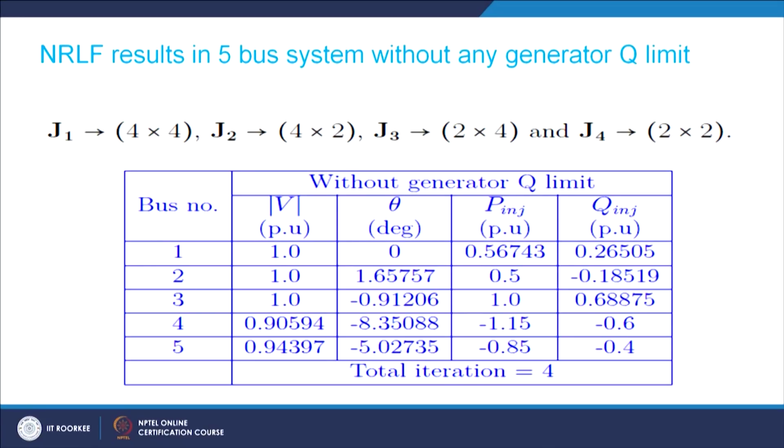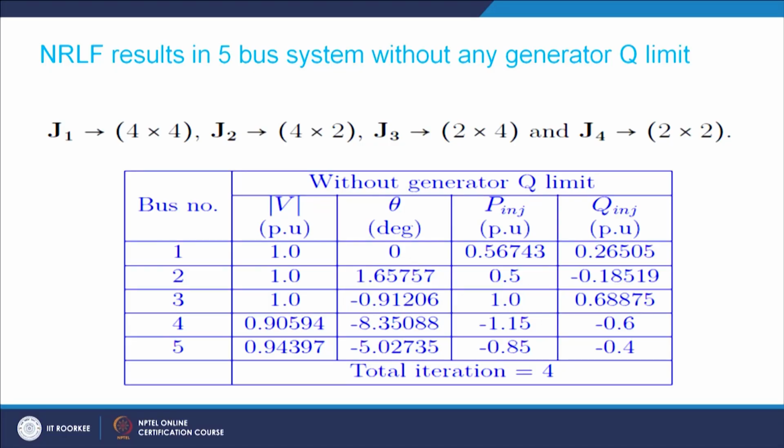So, J1 is n minus 1 cross n minus 1, so it is 4 cross 4. J2 is n minus 1 cross n minus m, so it is 4 cross 2. Similarly, J3 is 2 cross 4 and J4 is 2 cross 2.